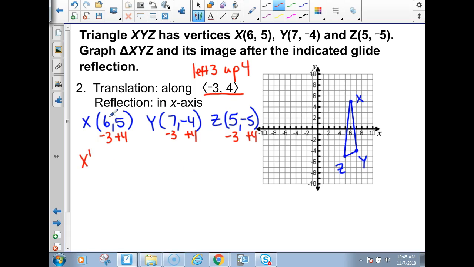So x prime is going to be at 3, 9. Y prime will be at 4, 0. And z prime is going to be at 5 minus 3, 2, negative 5 plus 4, negative 1.